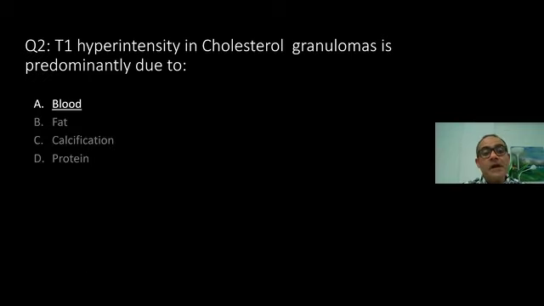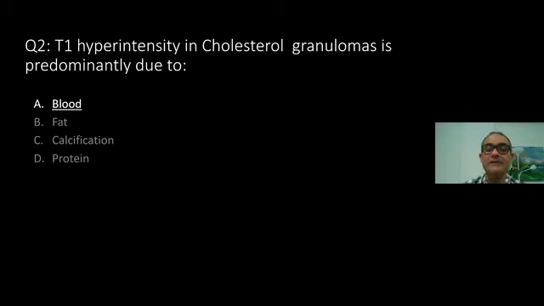Because the term cholesterol can make you think that the lesion has cholesterol and fat, and that's why it's T1 hyperintense. But actually, it's predominantly because of the methemoglobin that is present in this lesion. Also, fat and cholesterol crystals may play some role in this hyperintensity, but again, the main factor is the presence of blood. What's the importance of this?